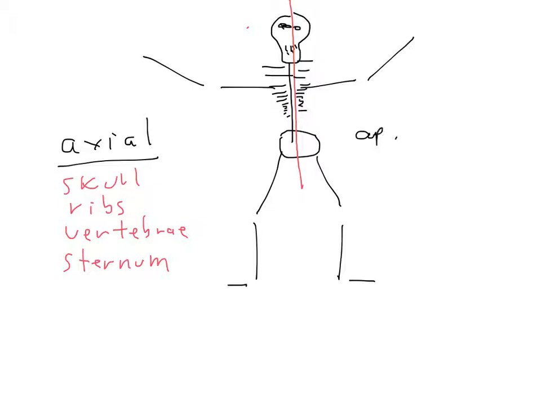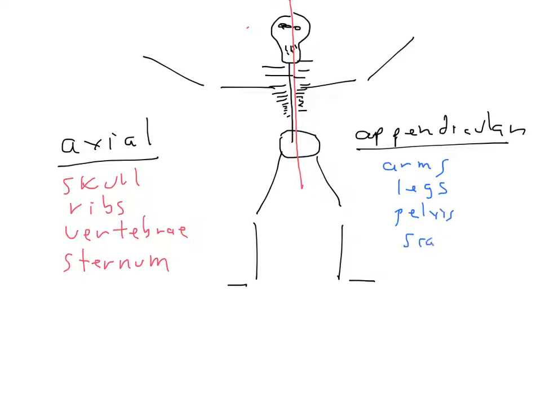The appendicular skeleton, for appendicular, think of appendages. So these include the limbs, the arms, the legs, and the girdles they're associated with. So that includes for the legs the pelvis, and for the arms the scapula and the clavicle.